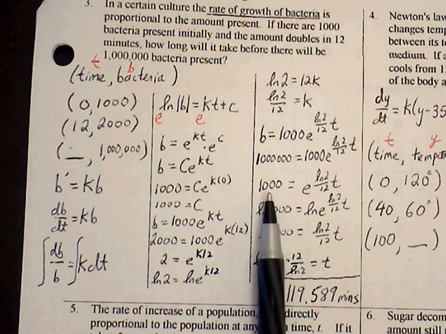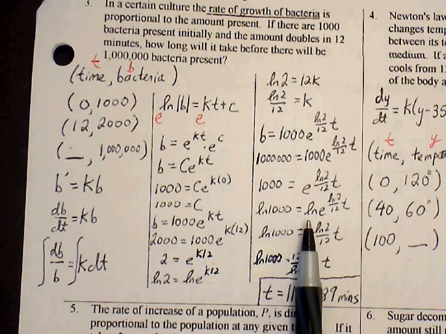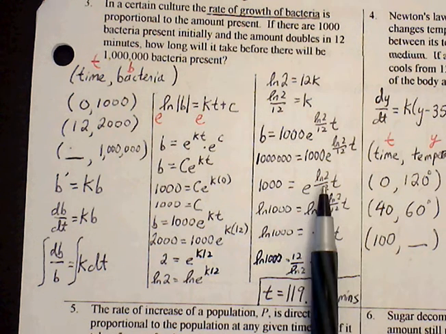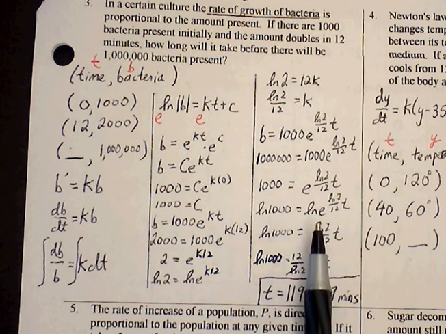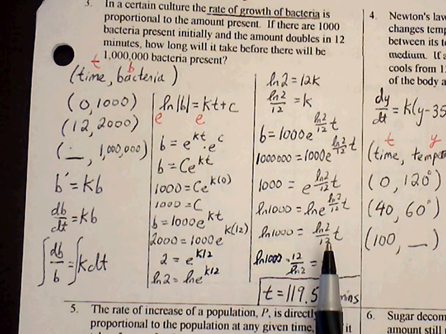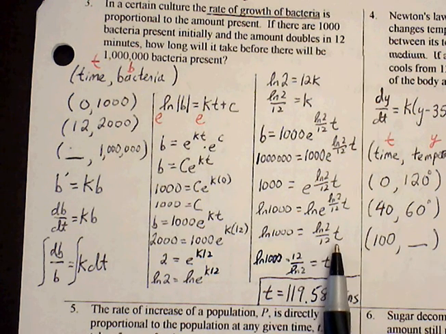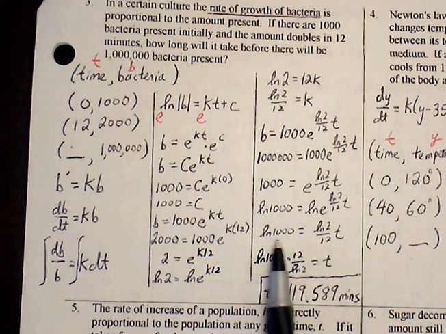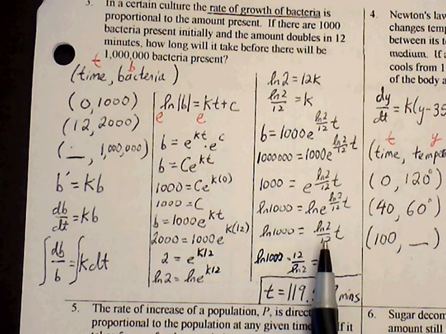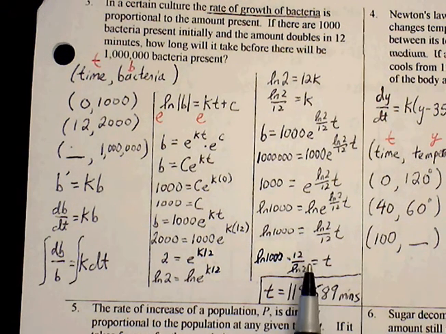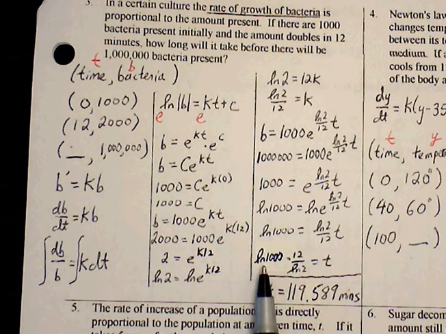We're going to take the natural log of both sides so that we can bring this exponent down in front using a log property. Once that comes down in front, we have ln of 2 divided by 12 times T is equal to natural log of 1,000. Divide both sides by this fraction to solve for T. So we get 12 over ln of 2 times ln of 1,000 is equal to time.